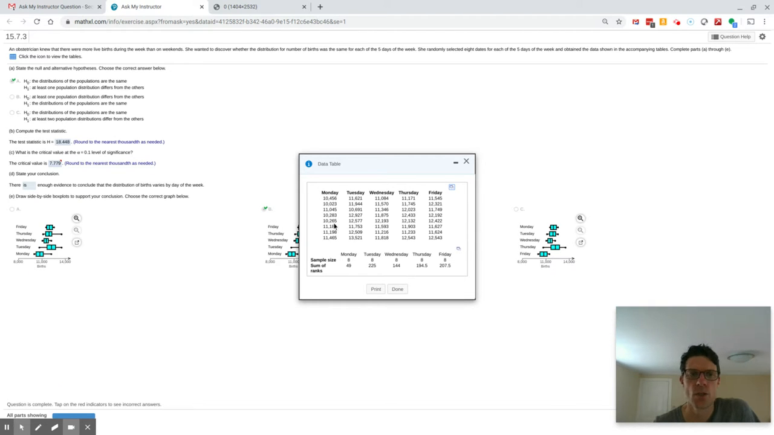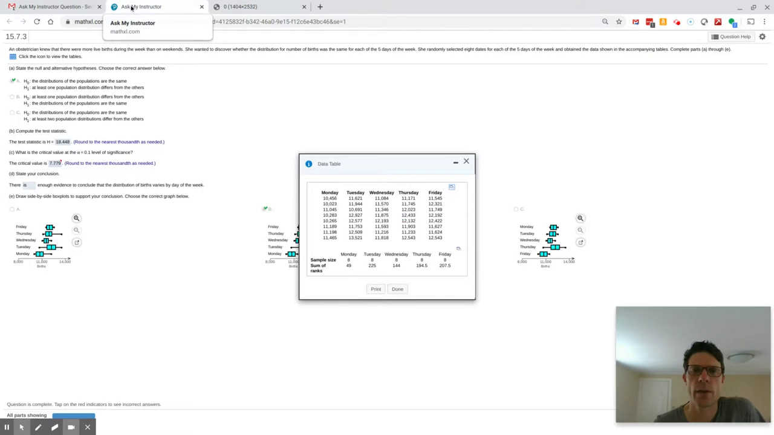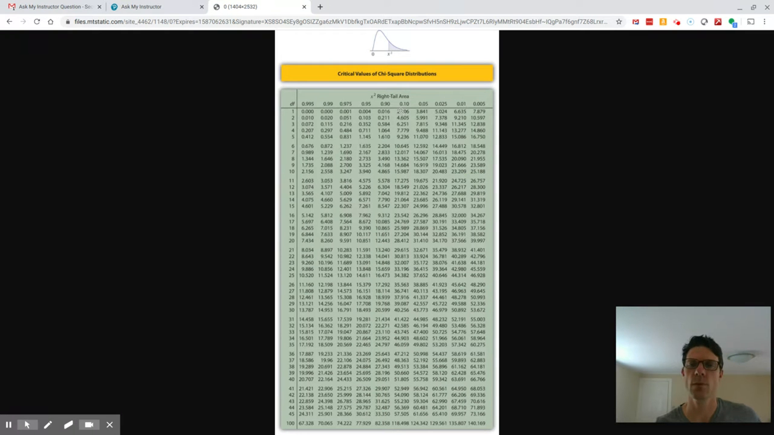Okay, so we're going to use the large table, which ends up being table 8 in your book. This is the same table, it's just formatted a little differently. It's the chi-square distribution, and we want to go on this table, and we're looking for a 0.1 level of significance. So that means we're looking in this column right here, and we have to know the degrees of freedom.